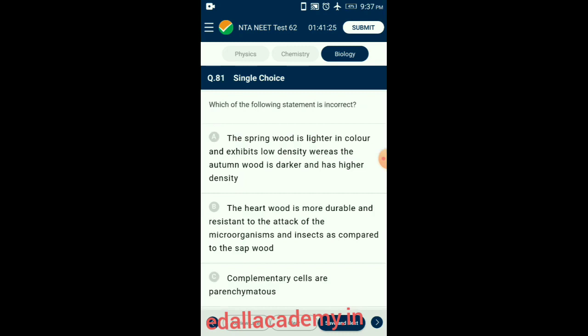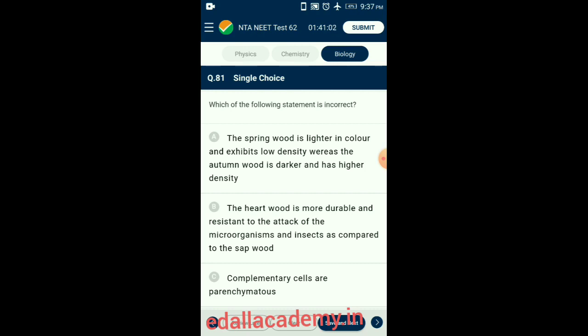Question number 81. Which one of the following statements is incorrect? Phloem parenchyma is made of simple parenchyma cells that contain cytoplasm, vacuole and nucleus. They are found in association with sieve tubes and companion cells. They have a thin cell wall and are used in food storage and transport of foods.